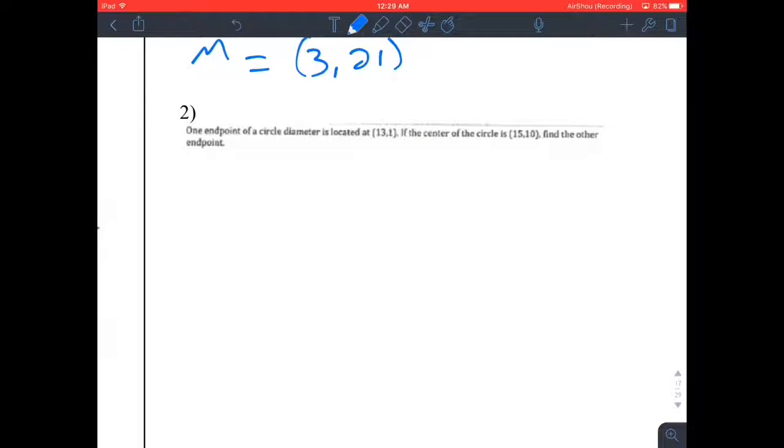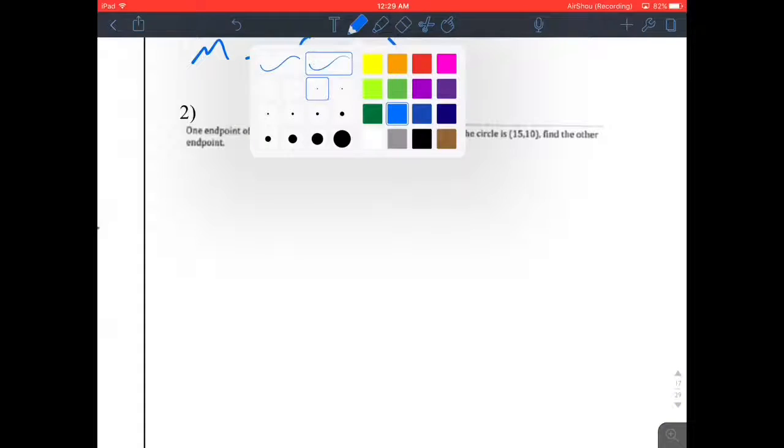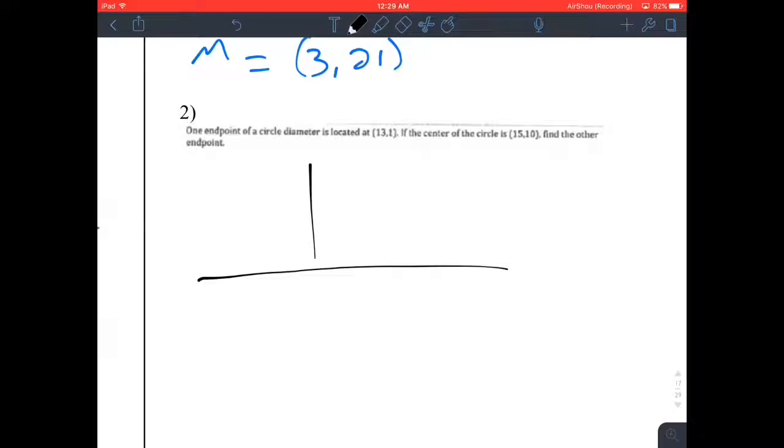Next example, so it's a little more complicated, takes a little more thought. One endpoint of a circle diameter is located at 13, 1. If the center of the circle is 15, 10, find the other endpoint. Well, there's an easy way to do this and there's a hard way. Let's do the easy way. It says the center is at 15, 10. So I'm just going to say this is 15, and I'm going to say this is 10. One endpoint of the circle diameter is 13, 1. So let's say that this here is 13, 1.